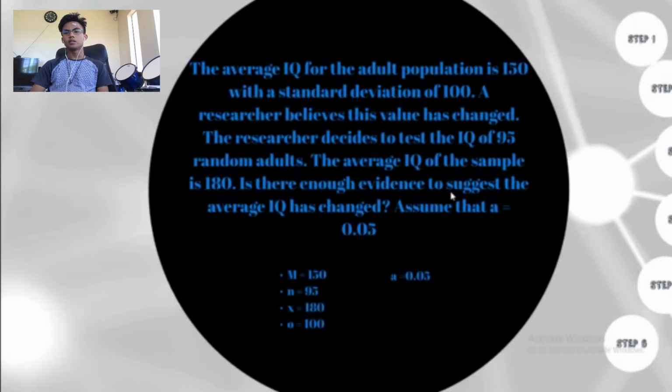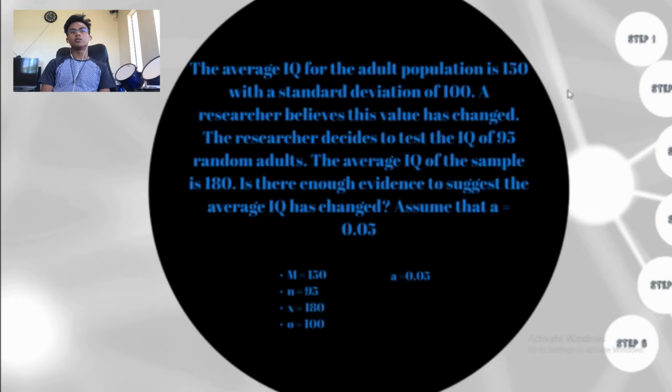Example number 1. The average IQ for the adult population is 150 with a standard deviation of 100. A researcher believes this value has changed. The researcher decides to test the IQ of 95 random adults. The average IQ of the sample is 180. Is there enough evidence to suggest the average IQ has changed?